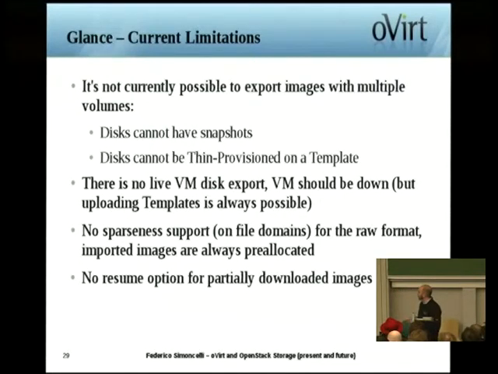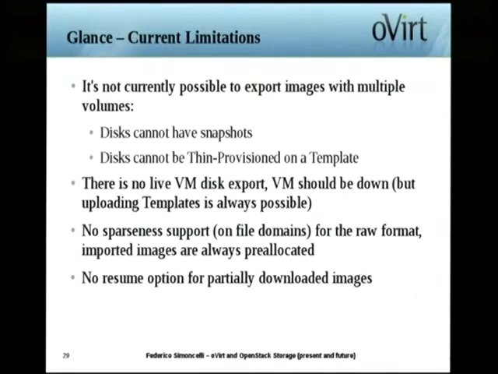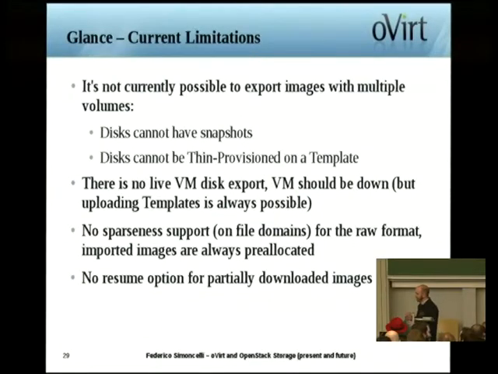There is no live VM disk export. Obviously, the VM should be down. But uploading templates is always possible. There's no sparseness support on file domains for raw format. The images are always pre-allocated, which means that we are not punching holes in series of zeros at the moment, so we download them. Obviously, compression would help in this case. And we cannot resume partial download of the image.